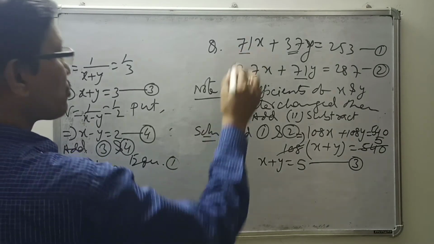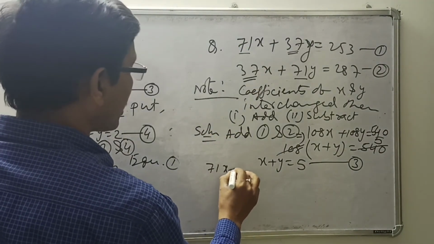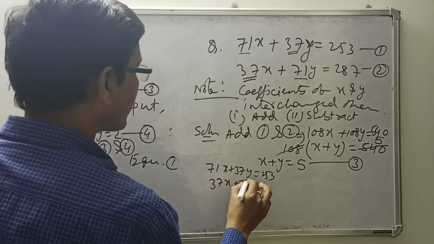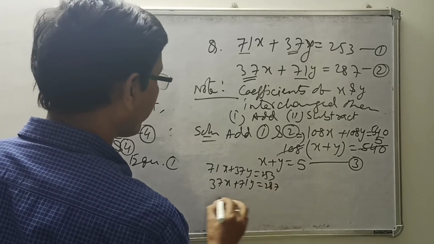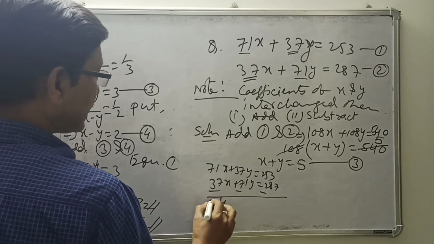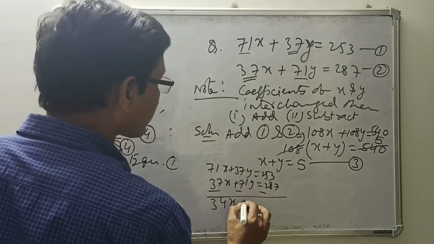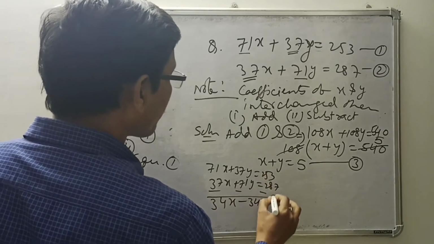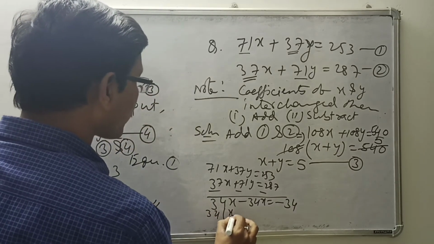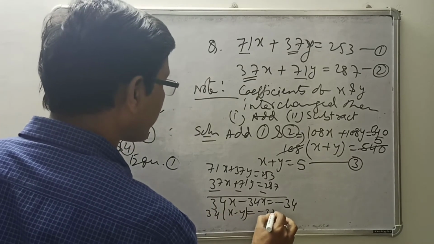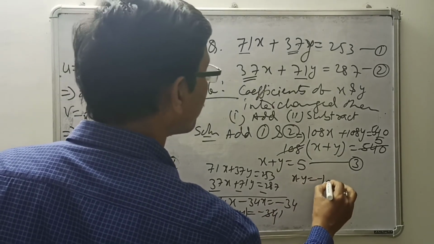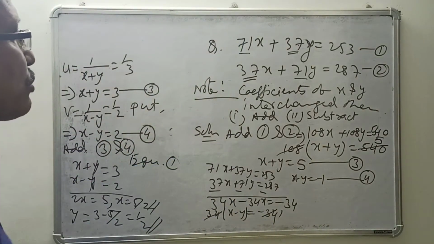And next, if you subtract these two equations, 71x plus 37y equal to 253, and 37x plus 71y equal to 287, then what will come? 34x, and here also the same thing, 34, but that is minus 34y. And on the right side, if you subtract, it comes to minus 34. If you take 34 common, x minus y is equal to minus 34. It is cancelled, so the second equation you get is x minus y equal to minus 1. Again, solve these two equations.